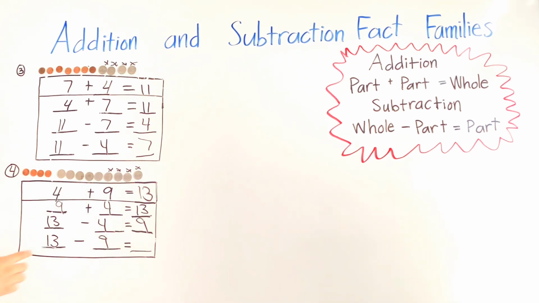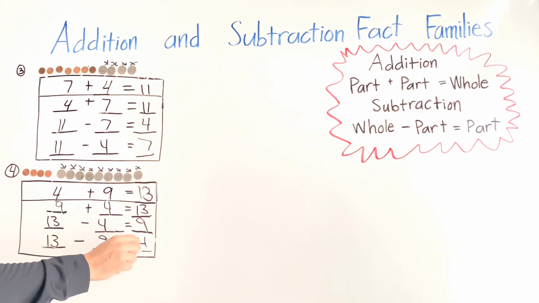Okay, now we're going to do 13 minus 9. We already have 4 X'd out. Now we're just going to add 4, 5, 6, 7, 8, and 9. So now we're going to count how many we have left: 1, 2, 3, 4. So we have 4.